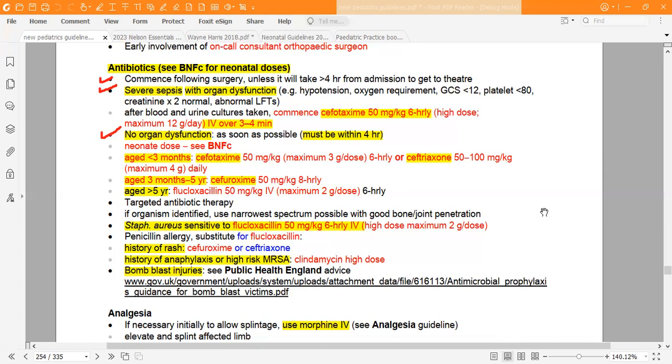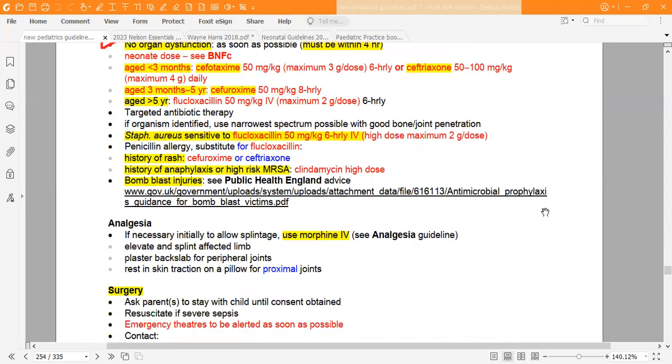Staph aureus sensitive to flucloxacillin as well. If there is penicillin allergy, you have to substitute for flucloxacillin. If there is history of rash after commencing the antibiotic, instead of flucloxacillin, you give cefuroxime or ceftriaxone. If there's history of anaphylaxis or high risk of MRSA, clindamycin high dose. Blast injury, you check this link.